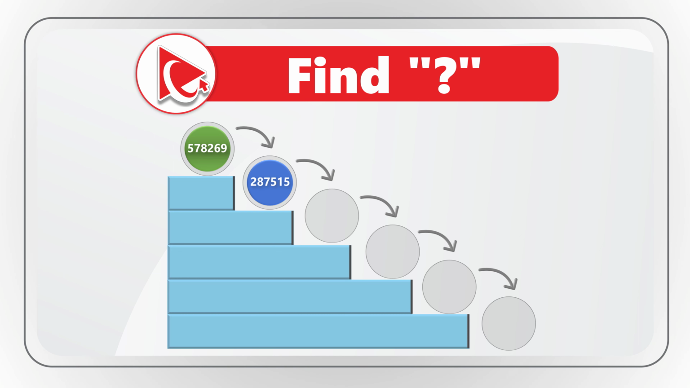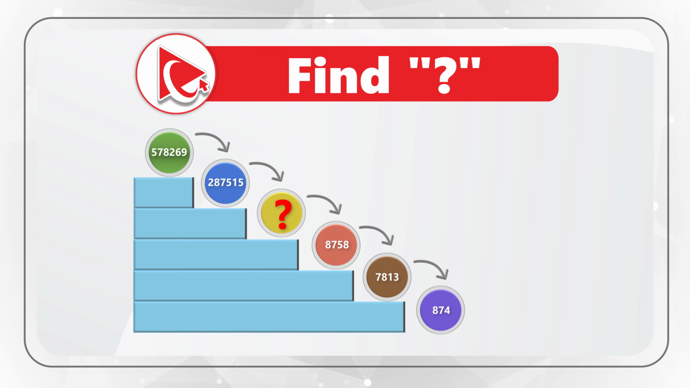Then it becomes the yellow ball with the missing number. As it continues, the numbers we see are 8758 in the pink ball. As it rolls, we see the brown ball with the numbers 7813. And then as it continues to roll to the last step, it's a purple ball with the numbers 874 inside. We need to calculate the missing number and select out of 4 possible choices.